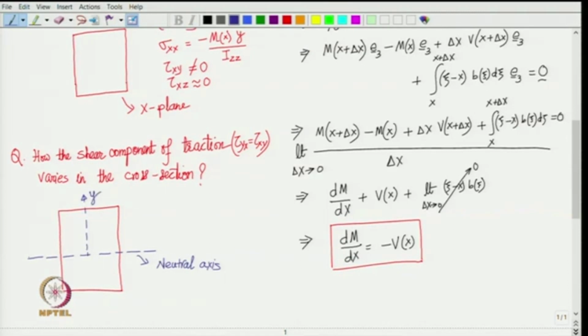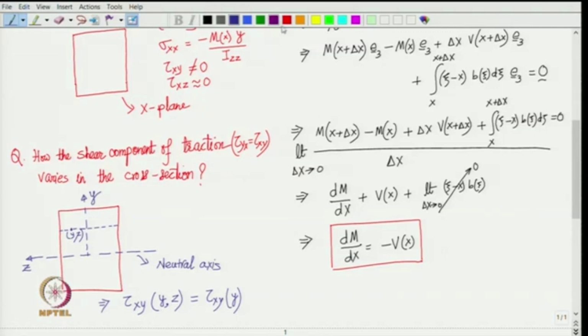So, we have the y axis and z axis, which coincides with the neutral axis, and any point in the cross section is (y, z). We are saying that the shear component of traction does not depend on z. So, this means tau x y, which should ideally be a function of both y and z, we are saying is only a function of y. So, it is constant along the z line.